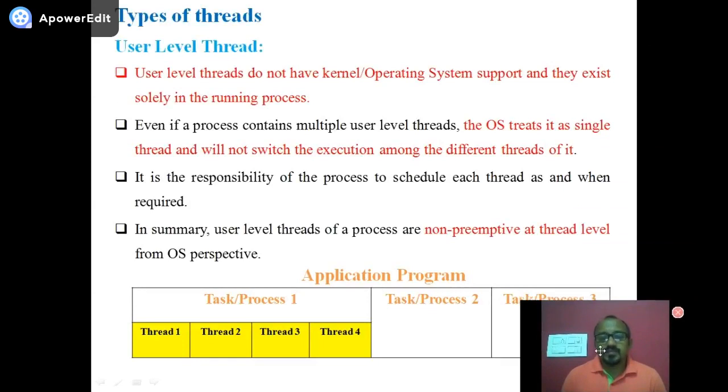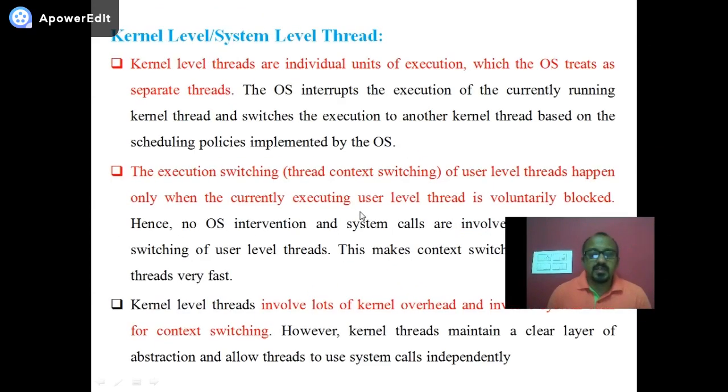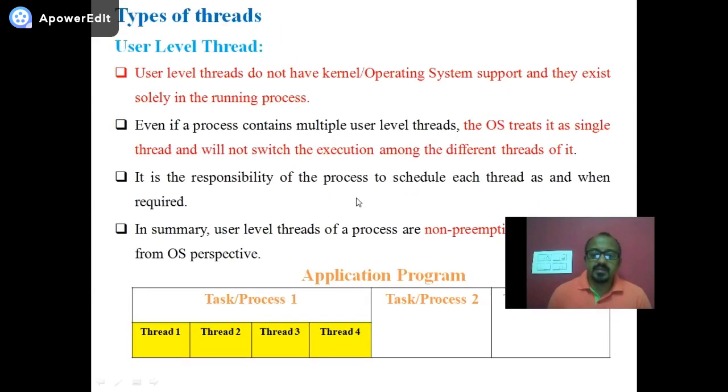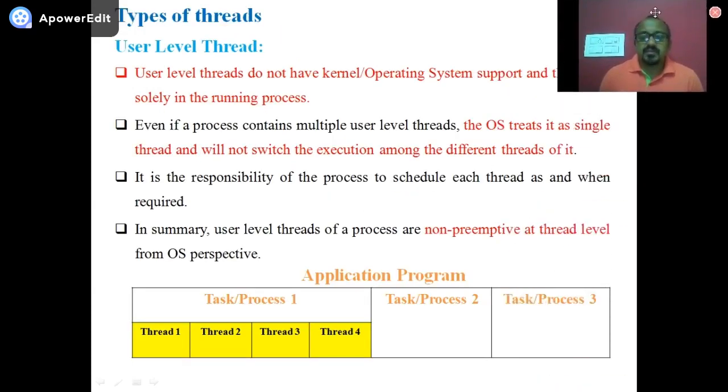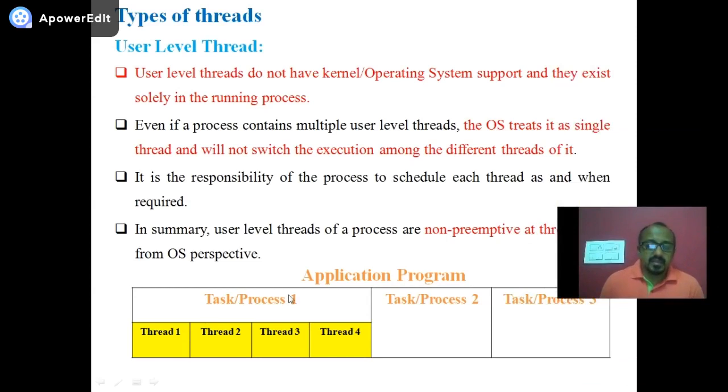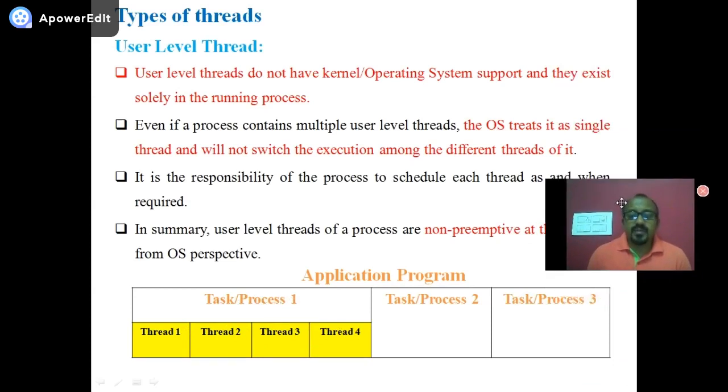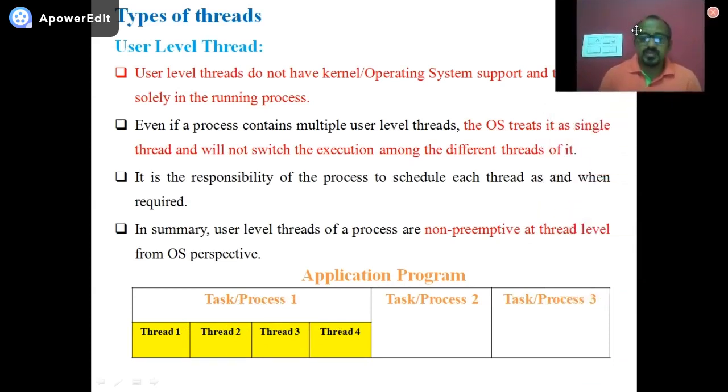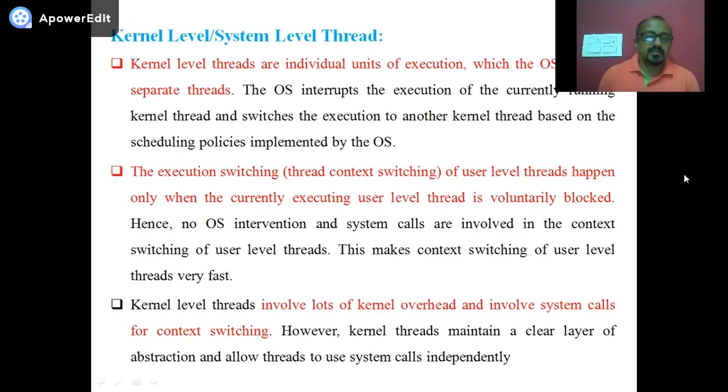So there are two types of threads: user level thread and system level thread. User level thread means, for our convenience, the process or task 1 is divided into thread 1, thread 2, thread 4. But the operating system, if it is a user level thread, will look at all these threads as one single thread or a single process. It cannot identify thread 1, thread 2, thread 3 as separate entities. It assumes that it is a single entity and it will execute, right?